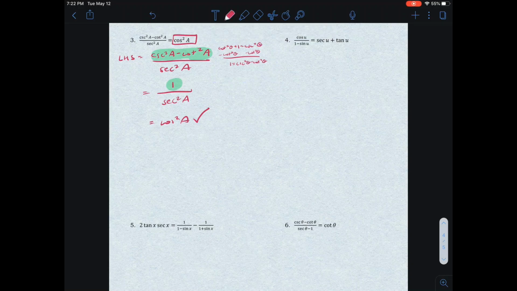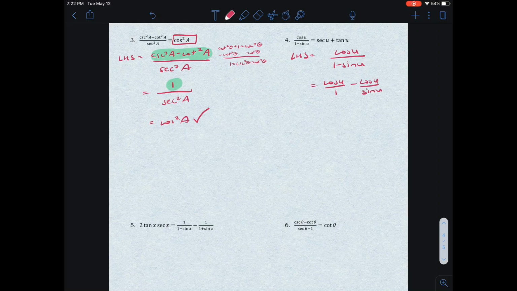Let's look at number 4 together as well. Now number 4 is, I'm going to throw in a strategy that we haven't talked about yet, but it's something that you want to keep in the back of your mind. In this case, I'm going to also start with the left-hand side, okay? So the left-hand side is just cosine of u over 1 minus sine of u. Now for a problem like this, one thing that you cannot do is, don't write this by the way, you cannot break this up as cosine of u over 1 minus cosine of u over sine of u.